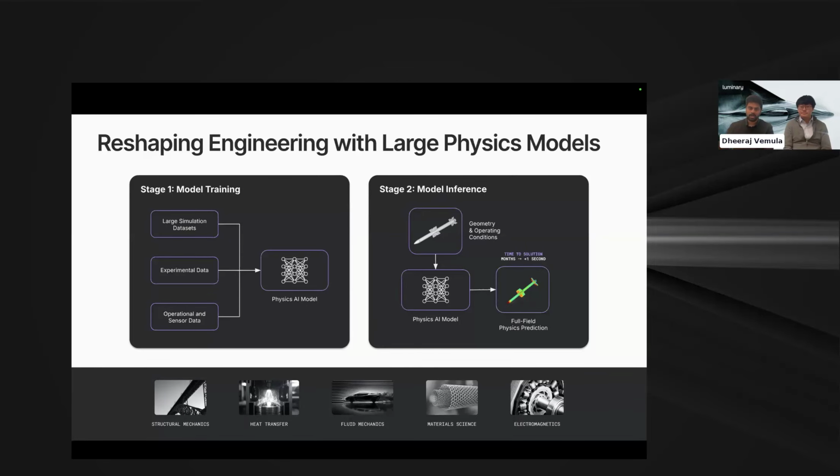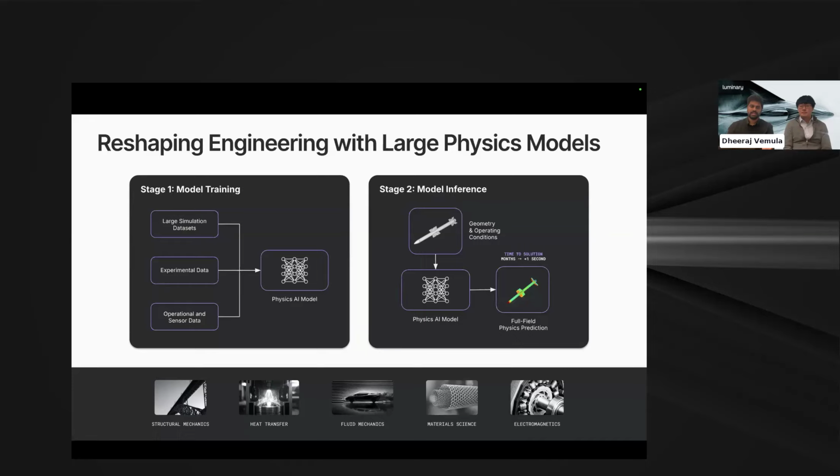And then after that's completed, we have a physics AI model that can, like a solver, take in a geometry and predict the full field physics really fast. It runs on the GPU, and inference, this task of prediction, takes maybe a few seconds or sometimes is faster than real time.